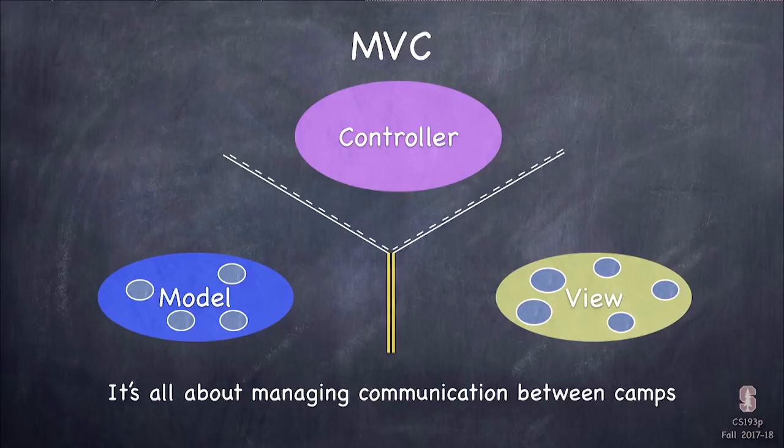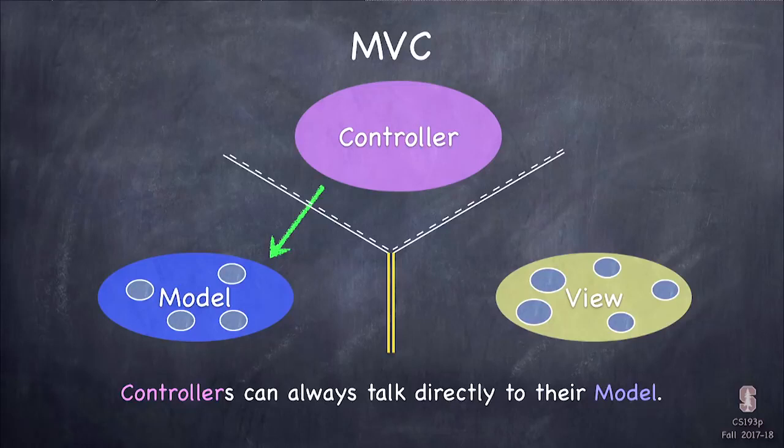Now, MVC is really all about managing the communication between these camps, right? You put the objects in these camps and they have to obey certain rules when they talk to each other. So I've drawn road signs up here. You see the little road signs that are approximating what kind of communication is allowed between the various camps. And let's look at it all in detail.